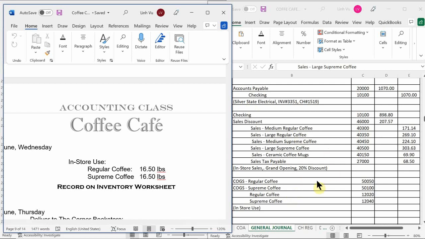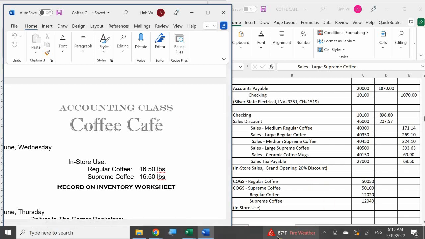After making my sales, I updated my ledger. Now I have to adjust my inventory because I end up using my perpetual inventory. So in this case, it has told me that for the in-store use, we end up using 16 and a half pounds of regular coffee, and we end up using 16 and a half pounds of Supreme coffee. So for both of them, we used 16 and a half pounds. Okay? So now we've got to go to our inventory worksheet to figure out how to calculate our cost of goods sold.